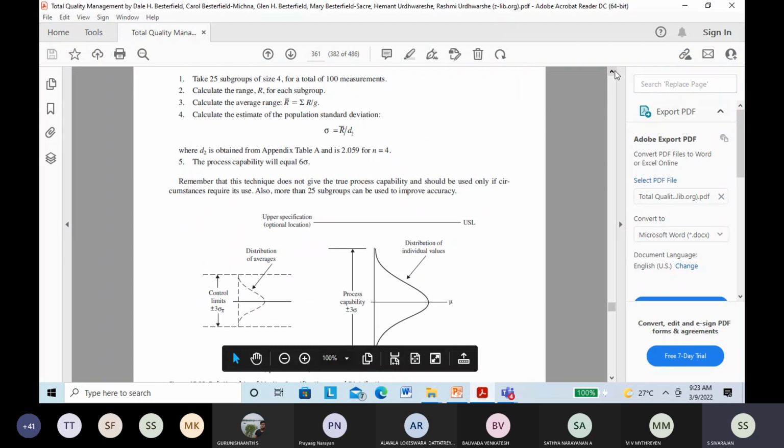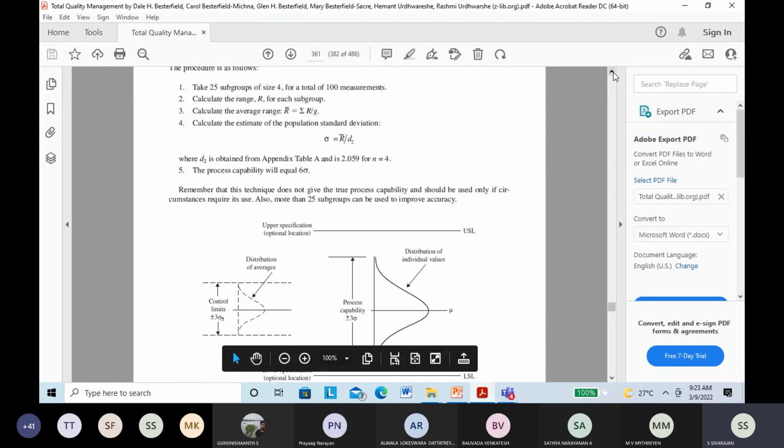This is very important, because I'm going to give a numerical example in the examination, the CAT examinations. For example, there are 25 subgroups, each of size 4. This is small n, 4 is small n. G, 25, is the number of subgroups. In total we have taken 100 measurements. For each subgroup, I'm finding the range. The range, I told you, is the maximum minus the minimum. For each subgroup there are 4 values. Whichever is maximum and whichever is minimum, you subtract; that is the range for each subgroup.